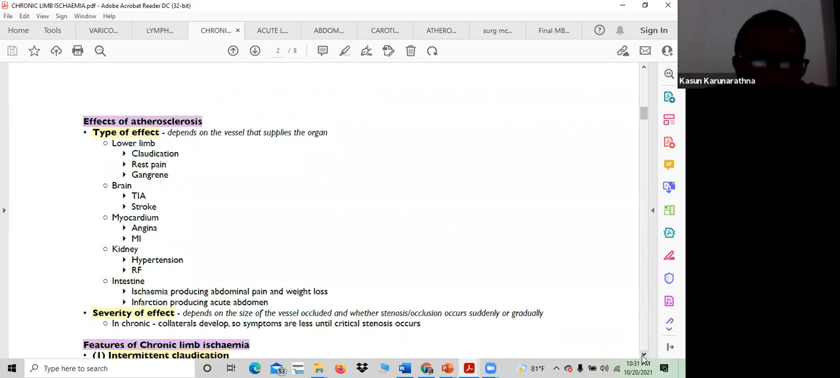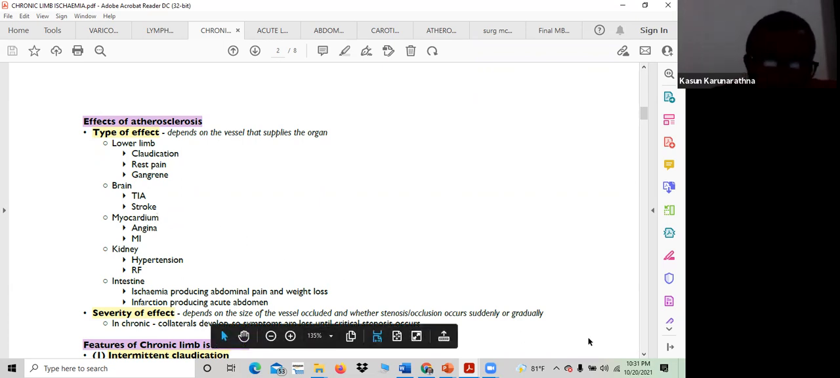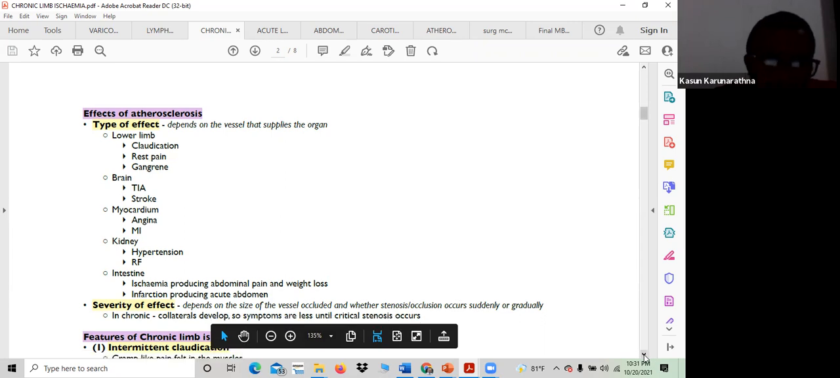Due to atherosclerosis, everywhere can be affected. If the lower limb is affected by atherosclerosis, there will be claudication, rest pain, and gangrene. If the brain vasculature is affected, the patient develops TIAs and strokes. If the myocardial vasculature is affected by atherosclerosis, the patient will develop angina or MI. If the kidney vasculature is affected, the patient will develop renal failure or hypertension. If the intestinal vasculature is affected, they will get mesenteric angina.